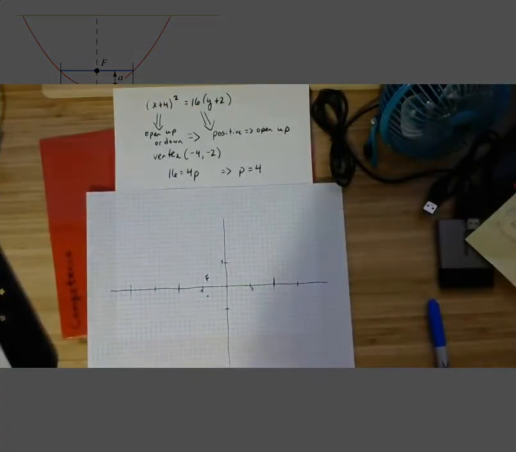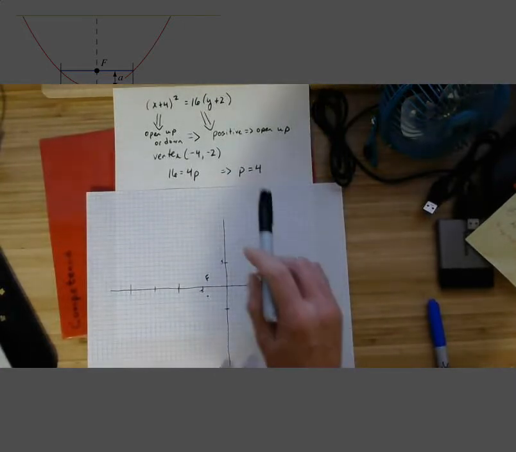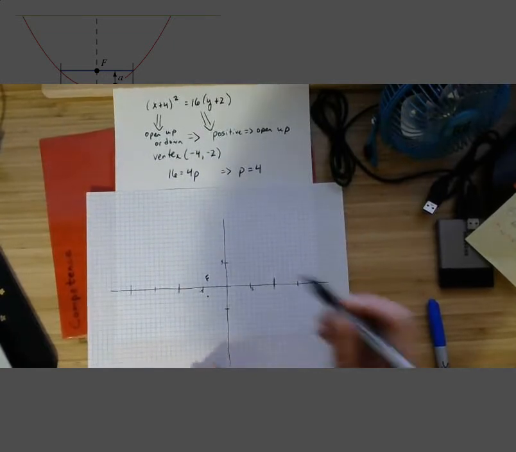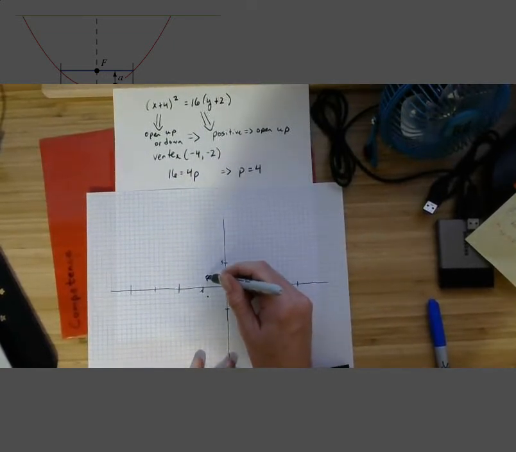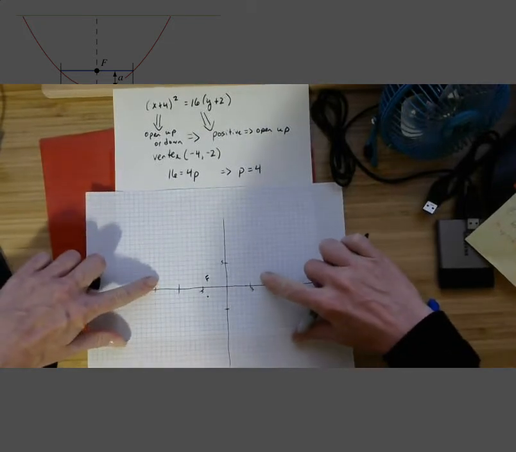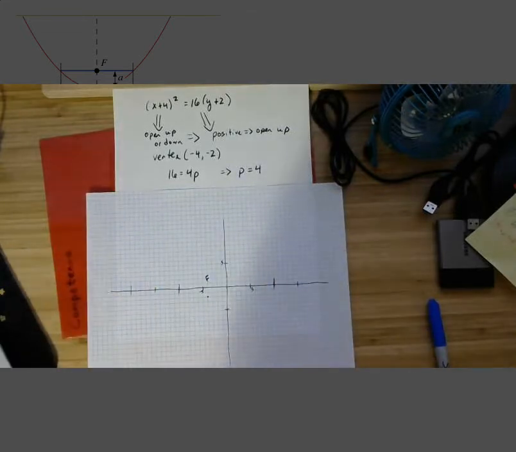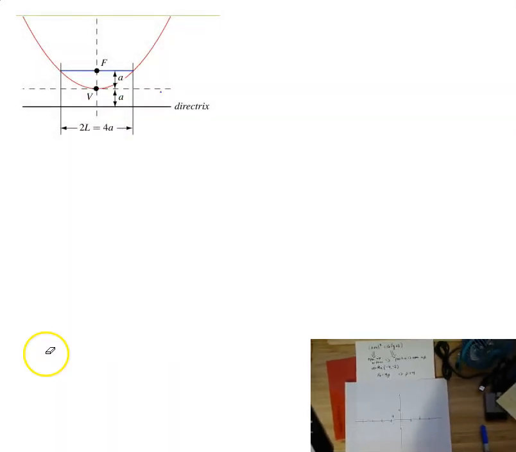So now let's go back to our graph. On my particular graph, that 4p distance was 16, which is whoppingly large, but that means that the whole distance of the latus rectum should be 16. Let's take a look at that picture real quick so we can see what it looks like. The whole distance across is 16, so the left half is 2a and the right half is 2a, which means in my case it's going to be 8 across each way.